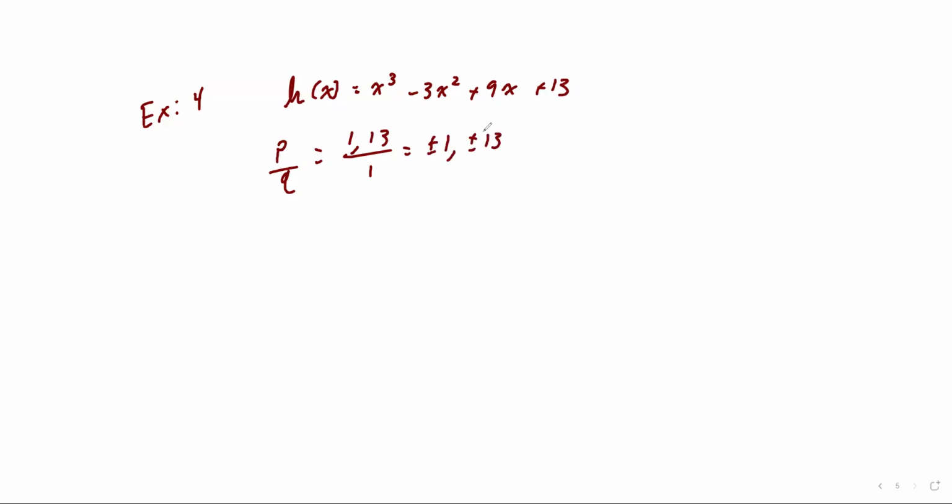All right, but again, I want to make sure that you understand. So we're going to do example 4. So h of x is equal to x cubed minus 3x squared plus 9x plus 13. So all my factors of 13 are 1 and 13, and all my factors of 1 is just 1. So these are the questions you hope for on the test, right? So this is going to be plus or minus 1 and plus or minus 13.